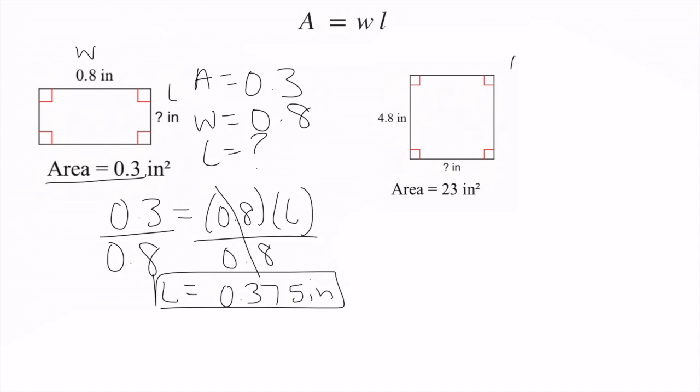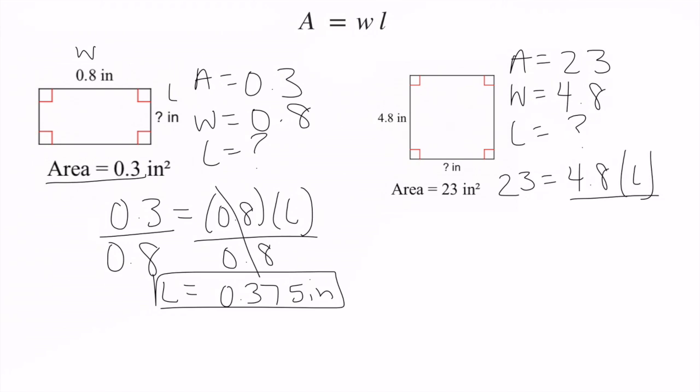Same thing on this one. We have an area 23, a width 4.8, and then that missing length. 23 equals 4.8 times L. Divide. Same thing every time. Like most of our problems that we do, we are doing the same few steps, same every time. So then the length becomes 4.79 inches.